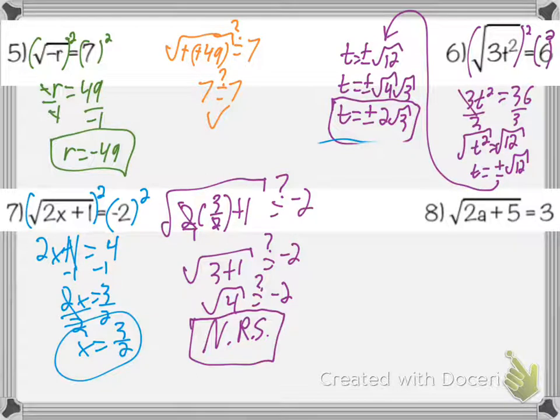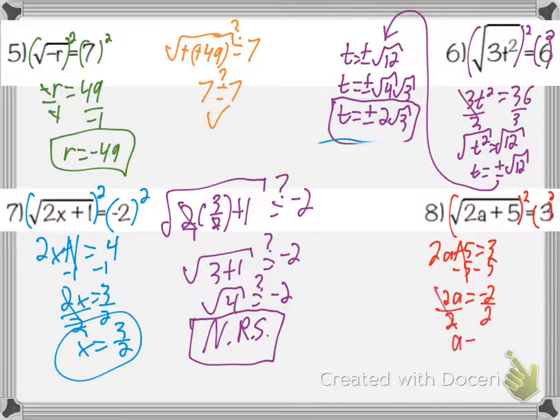Continuing on to number 8, square root of 2a plus 5 equals 3. The left side's all underneath the radical, so let's square both sides. Left with 2a plus 5 equals 9. Subtract 5. 2a is equal to negative 2. Divide by 2, and a is negative 1. Plug back in to make sure it works.